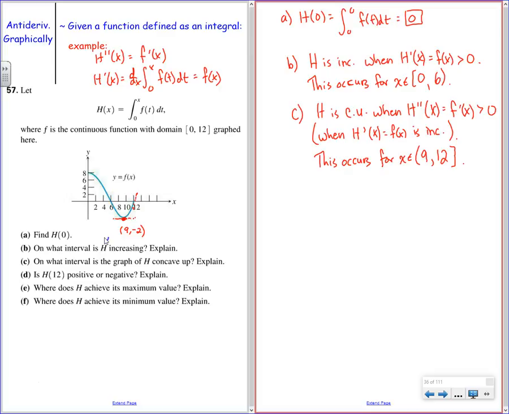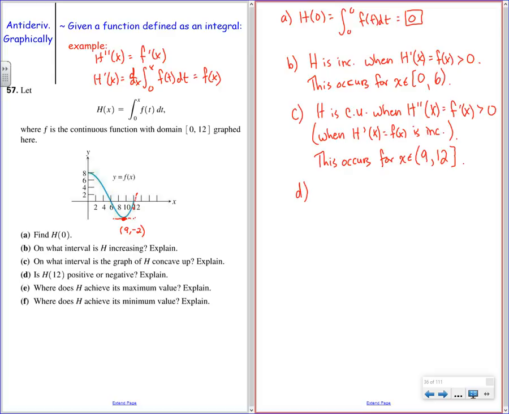Letter D. They're asking for h of 12? I like the increasing, decreasing better because we need to think about the antiderivative. Because the absolute value of the integral. Why is it absolute value? Well, because you're comparing the bottom area to the top area. When you put in 12, you can subtract.